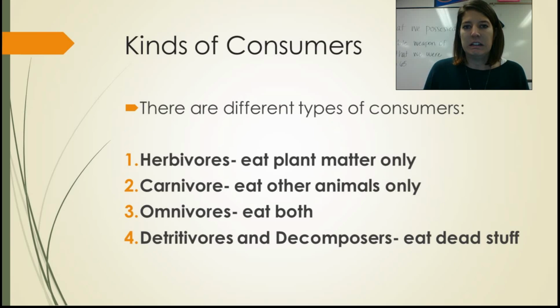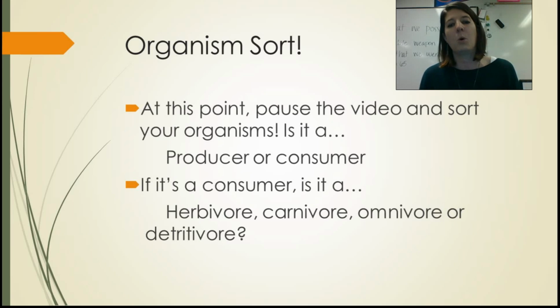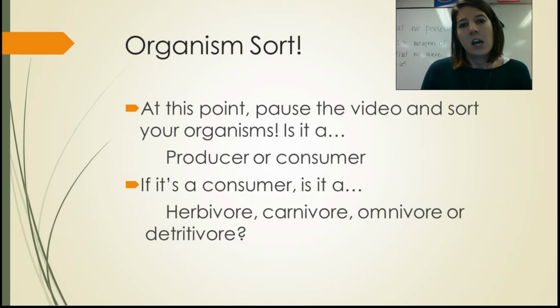All right, so at the beginning of class, hopefully you received a sheet of paper that had several different organisms on it. What I want you to do is cut apart those organisms and sort them into piles. Pick out all of the producers and all the consumers. And once you find your consumers, determine whether it's an herbivore, a carnivore, an omnivore, or a detritivore/decomposer. Using your notes, figure those things out.